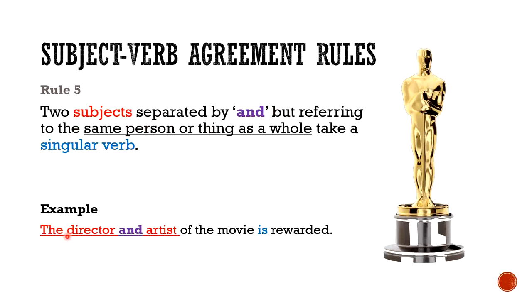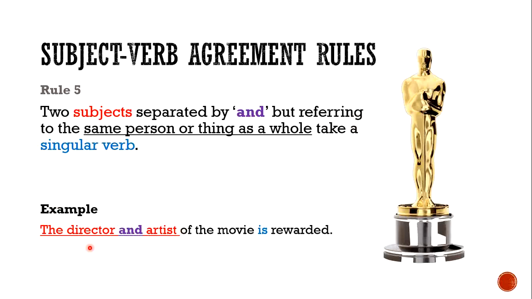The two subjects here in this sentence, the director and the artist, are separated by "and". That means they are joined by "and", but referring to the same person or thing.